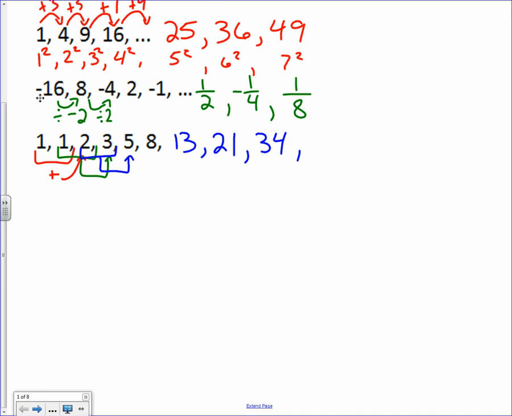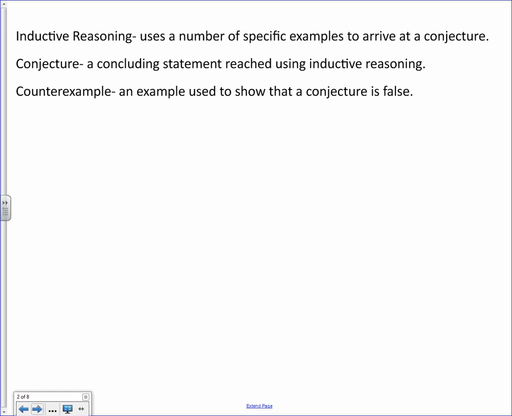All right, so if you didn't have any of those, hopefully you did copy them down as we went. Continuing on our notes, today we're talking about inductive reasoning. This is reasoning that uses a number of specific examples to arrive at a conjecture. A conjecture itself, we talked about this the other day in class. A conjecture is a concluding statement reached using inductive reasoning.